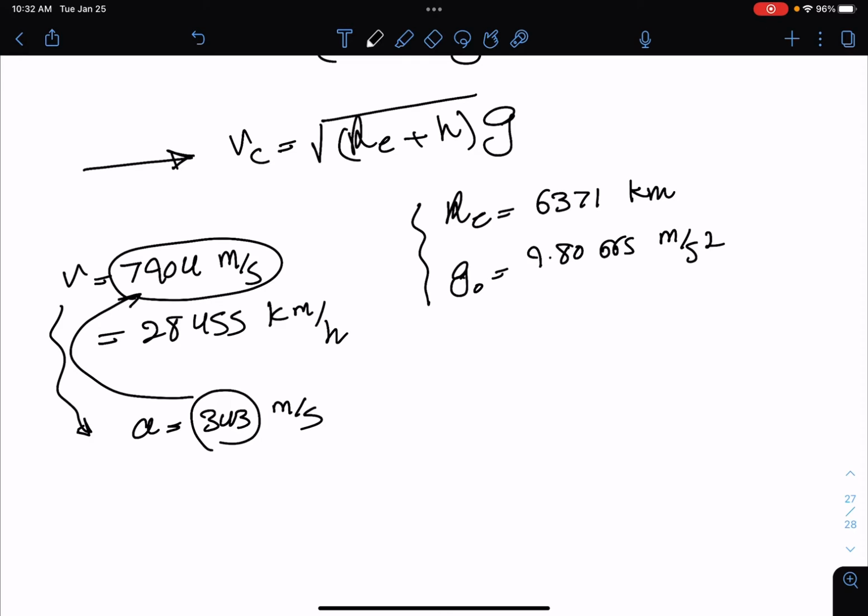Yes? So is that essentially escape velocity? We will talk about the escape velocity later, on the space part of the class.